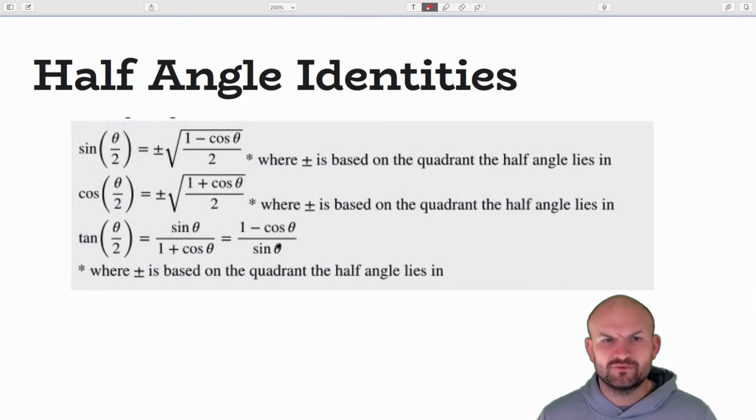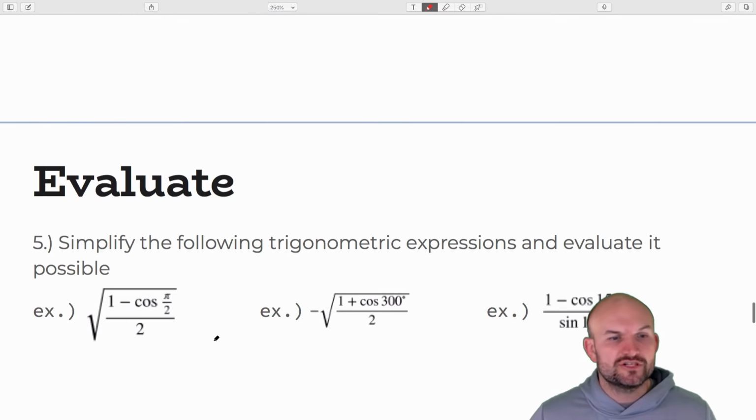The other thing I'd like to point out is typically when I'm applying the half angle of tangent, I like to use this one because I prefer to have just sine in the denominator rather than a binomial, 1 plus cosine of theta. So either way, those are the formulas, and now we're going to apply them to evaluate.